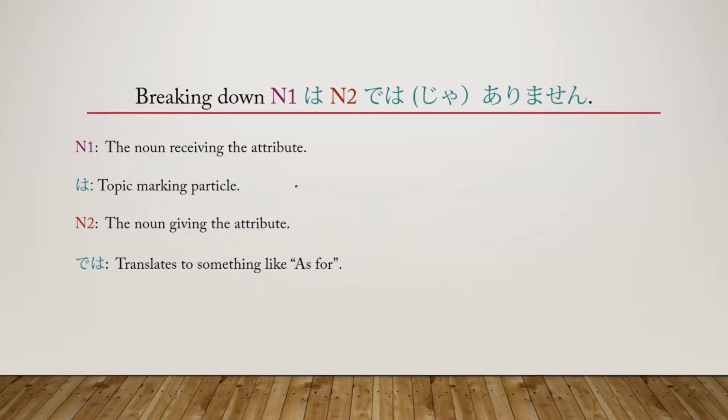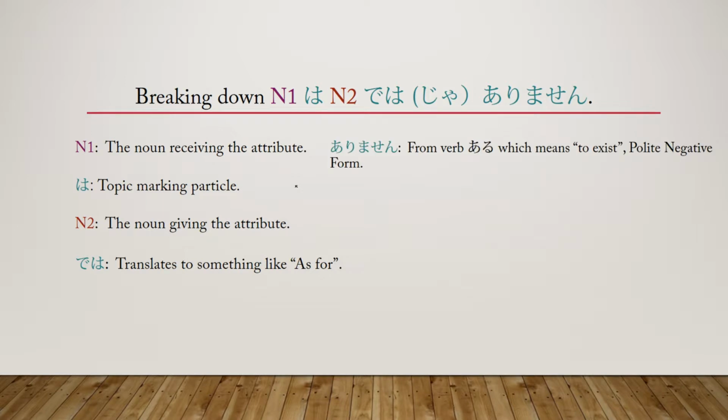De is kind of like a context particle, which sounds a little bit complicated right now, but just think of it as usually something like where a verb or something takes place. But yeah, when it's combined with wa, it kind of translates to as for.